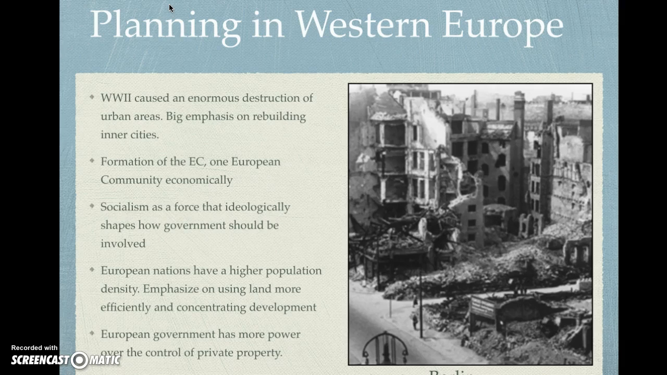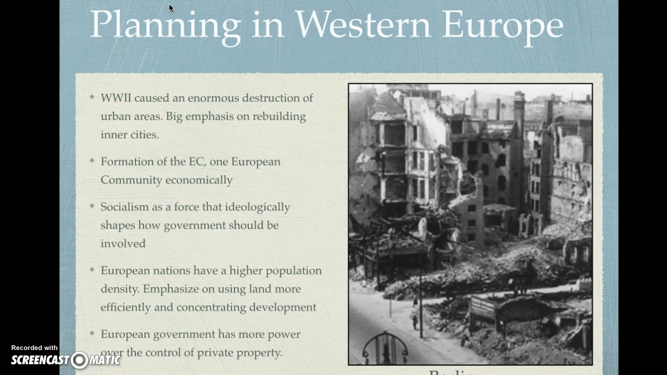So if you've got a socialist country, that's going to be a different ideology about how government can be involved in our lives, and that includes urban planning: how government can be involved in shaping land and what we do with land and how we build cities and what they look like. So it's a different kind of government, a different cultural way of thinking about how government should be involved in something like city planning.